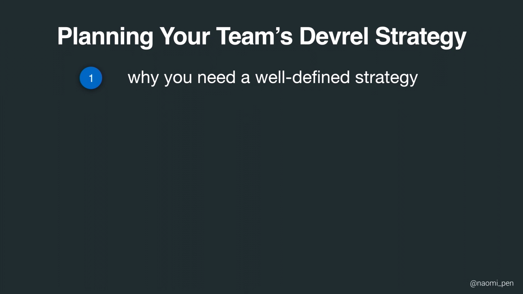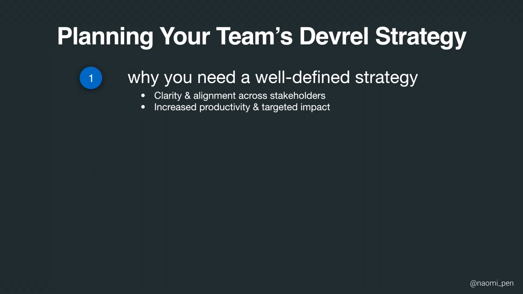So to summarize, what we talked about is why you need a well-defined strategy. That is, for one, to gain clarity and alignment across stakeholders, and for two, to increase productivity and have a more targeted impact. And in the end, this leads to making the DevRel team's value proposition very clear so that hopefully no one in the org is just going to think that you're a monetary sinkhole.